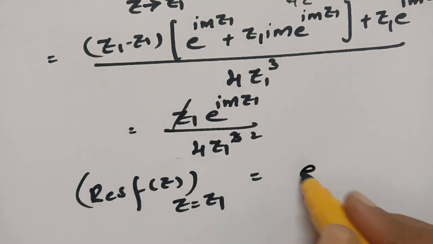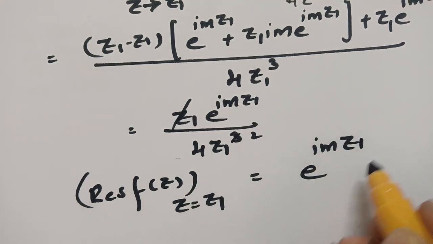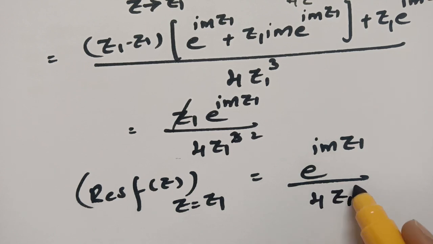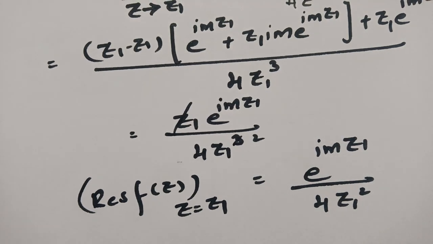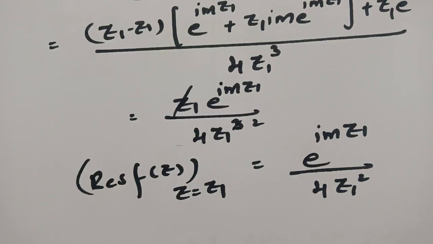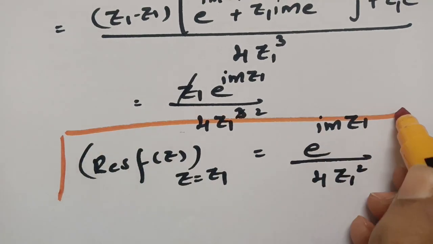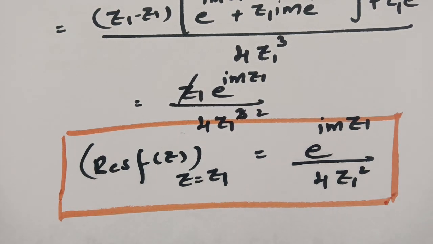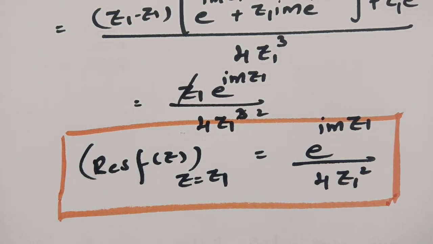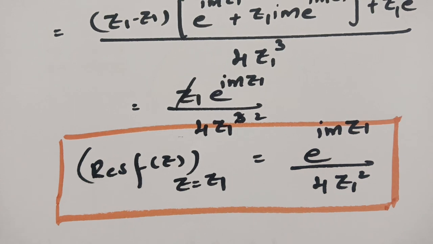The formula here is e^(im z1) by 4 z1 square. So please remember this one, this is also so important. So in this, what is our z1? See here, I am keeping the z1 value and z2 value so that I will be getting the two residue values. So what is z1 here?